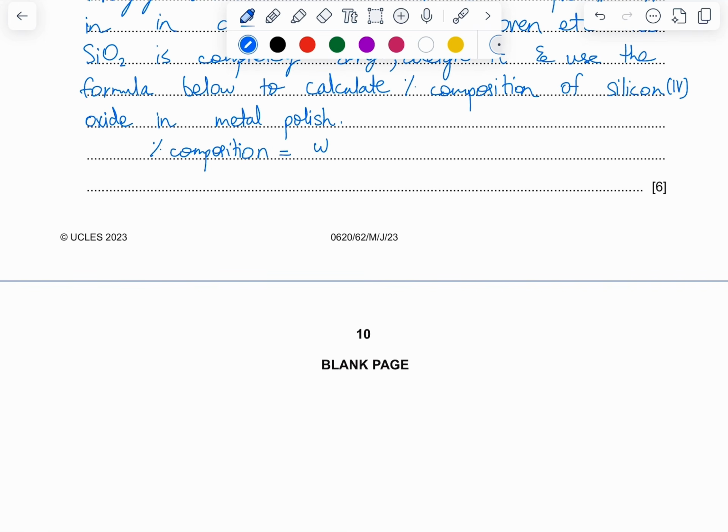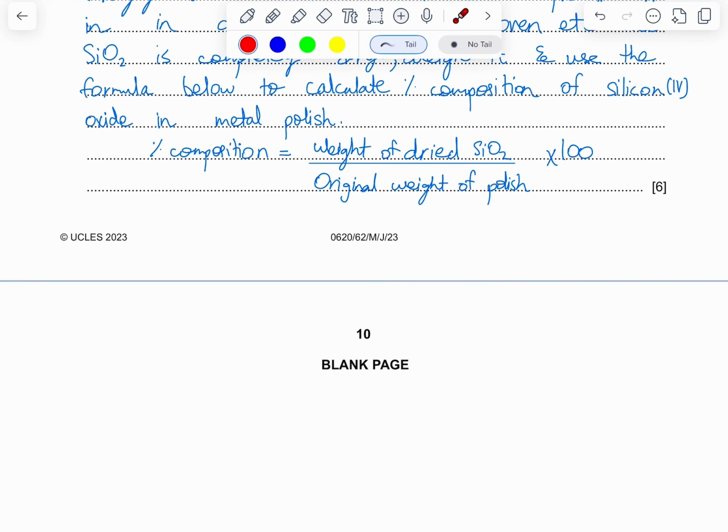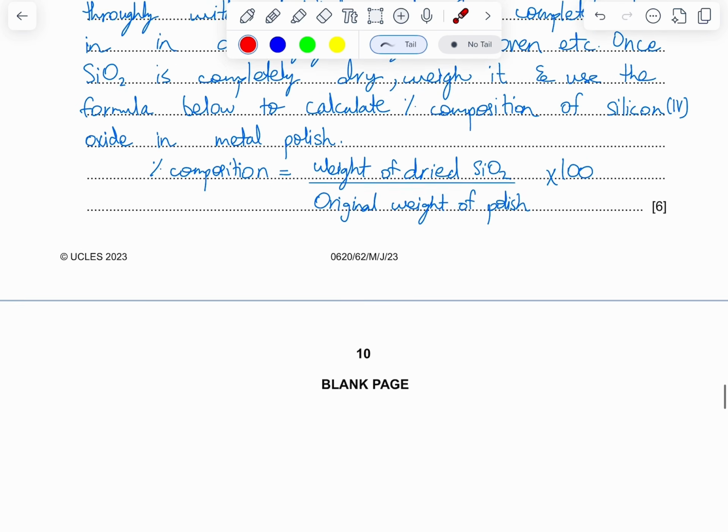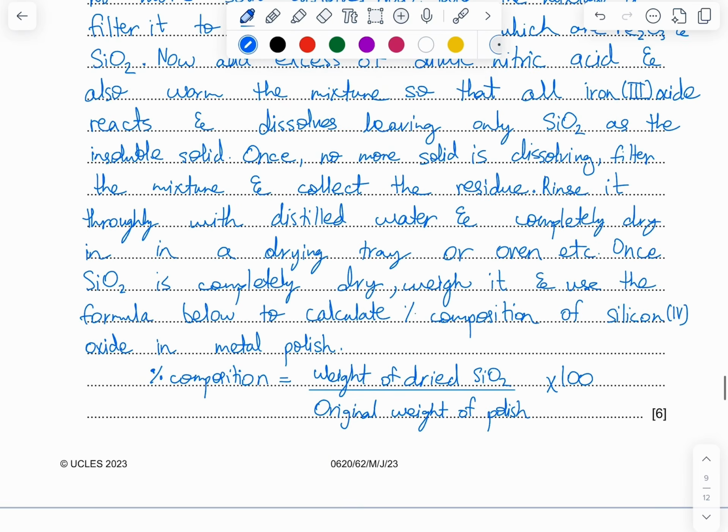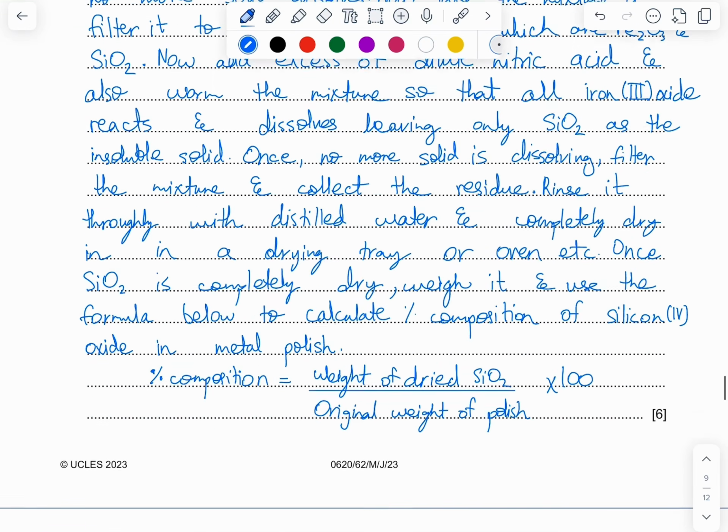All right, now you will put the formula: percentage composition equals weight of dried SiO2 divided by original weight of polish, multiplied by 100. This is how you find percentage, right? You multiply stuff by 100. And this will be your percentage composition of SiO2 in the metallic polish. All right, so this is the complete experiment.